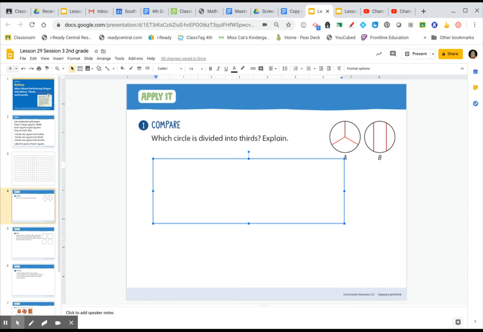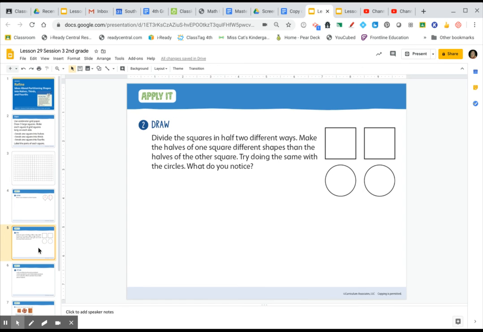The other slides are going to follow the same way. If you don't have slides to work on in your Google Classroom, you can work on paper. You can write these down, these questions, which circle is divided into thirds, explain, and take an image to share with your teacher. If the slides are in here, you each have one as a student. You can type right in there and return the assignment. The next slide was going to work the same way today.